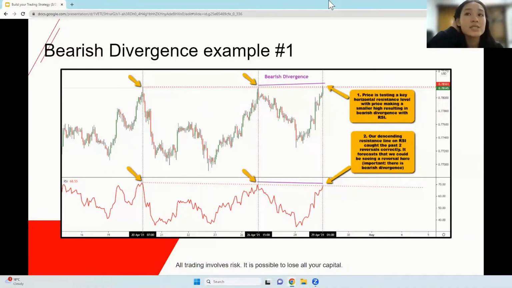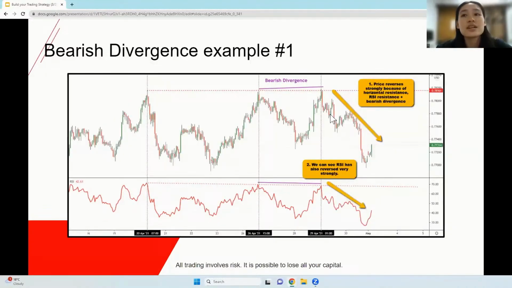Okay, so in this case, we see that price is respecting a horizontal level. Okay, first point, price is testing a key horizontal resistance level with price making a smaller high, resulting in bearish divergence with RSI. Whereas on our RSI, we have a descending resistance line, which is basically a descending trend line, and it caught the 2 reversals correctly, which you can see on our price chart. So what this forecasts is that we could be seeing a reversal here as well.